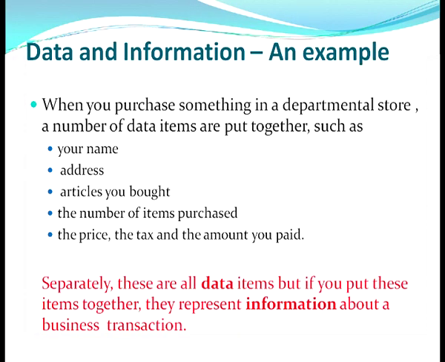Let us consider this example. When you purchase something in a departmental store, a number of data items are put together. For example, your name will be asked, your address, the articles that you have bought, the number of items purchased, their prices, the taxes, the total amount you paid. So, separately, each of these items is data. But when we put everything together, this information is the processed result. The entire payment bill that you get is the information and it is the output of the data processing. This is what we'll be discussing in this chapter later.